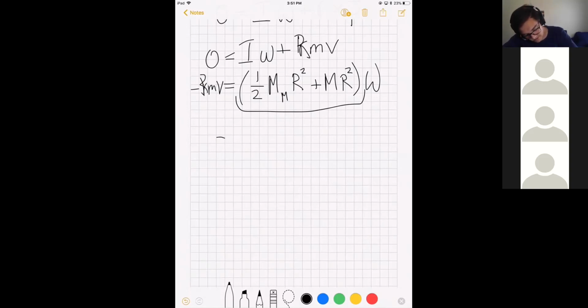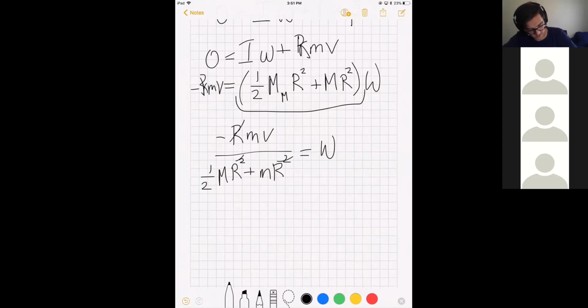Yep, so let's just rewrite this. Negative R m v divided by 1/2 big M R squared plus little m R squared is equal to omega. Get rid of these r's, and that's about as simplified as it can get. So m times v is the momentum of the ball after we throw it. Okay, I will fix my notation here.